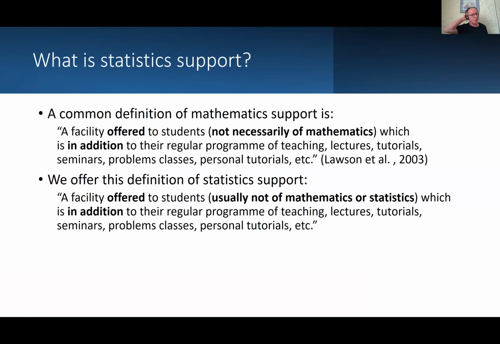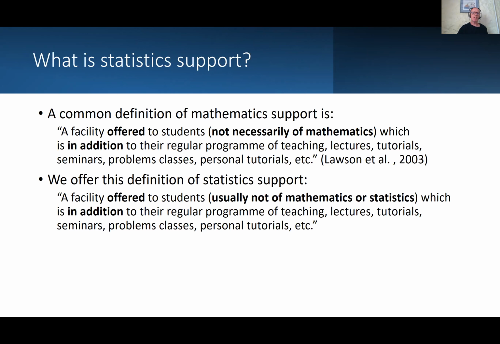So first of all, I thought I'd start with reflecting on what is statistics support. Now, maths support has been around for a lot longer. Probably mathematics support has been around for a good 30 years in some institutions. I can't speak for every institution, but I certainly know at Coventry, for example, they've been doing it since the mid-1990s. And in fact, I think it's this year that we're celebrating 30 years of maths and stats support at Coventry. But there's a definition there at the top, which was penned by Duncan Lawson and others in a paper that they published in 2003.